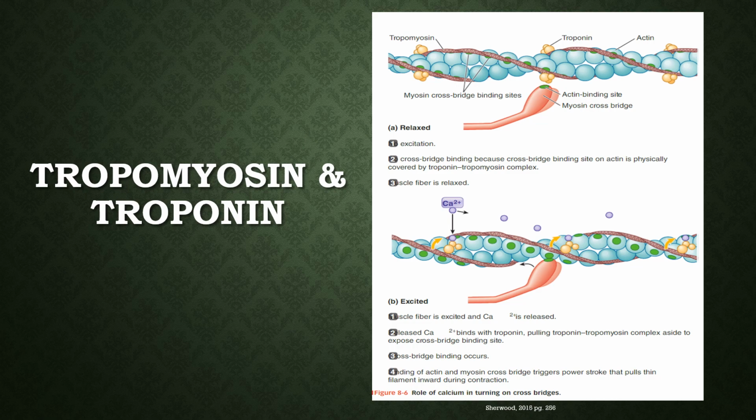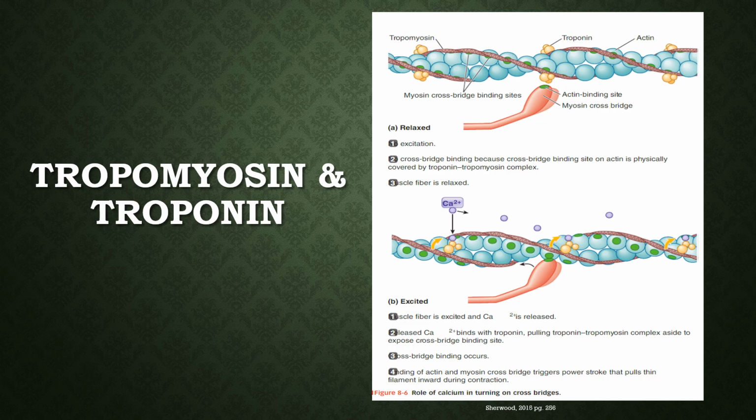Troponin is a protein complex made up of three polypeptide units. One binds to tropomyosin, one binds to actin, and the third binds with calcium. When troponin is not bound to calcium, the protein stabilizes tropomyosin in its blocking position over actin's cross-bridge binding sites. So essentially, the muscle is relaxed.